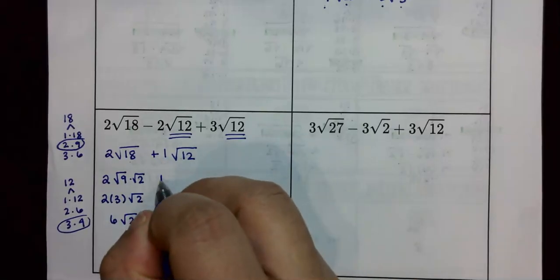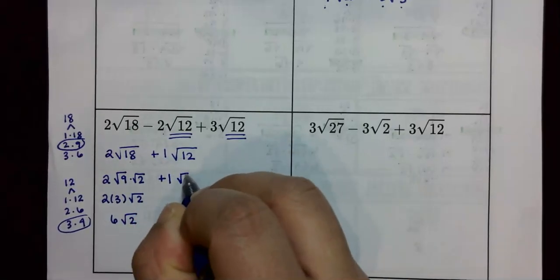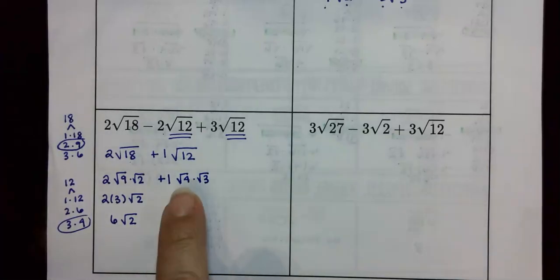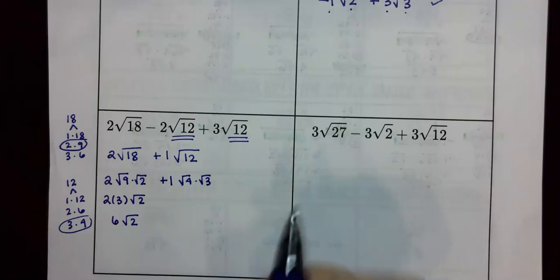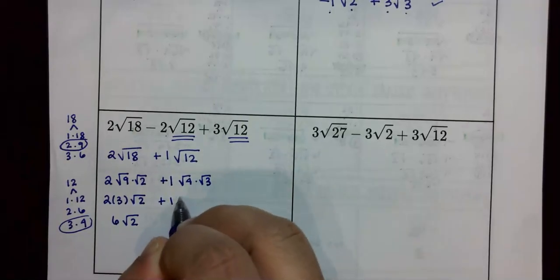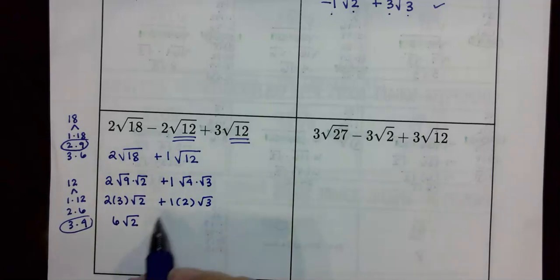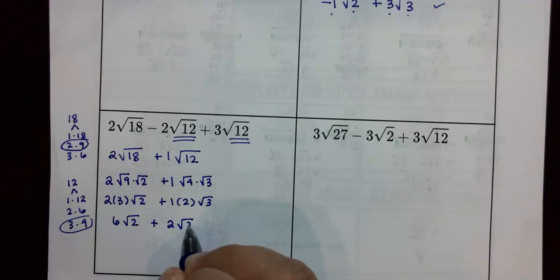So we have a positive 1 square root of 4 times the square root of 3. We know the square root of 4 is 2. So we're going to say 1 times 2 square root of 3. If you multiply these together, you get 2 square root of 3.